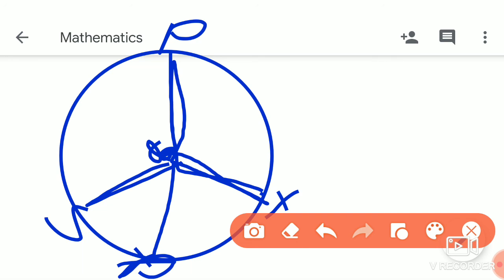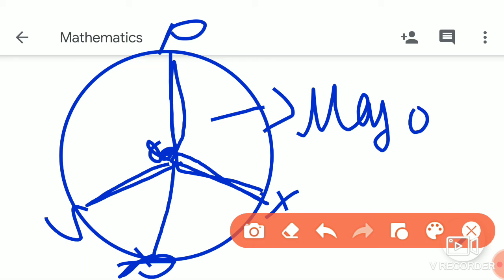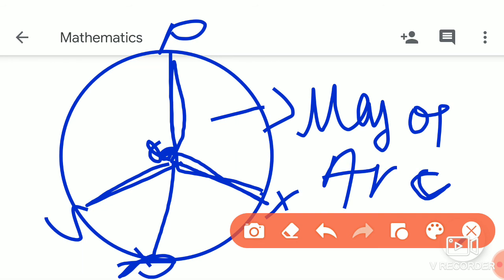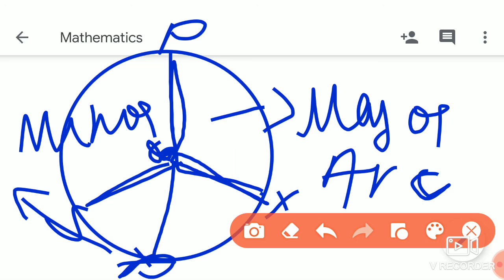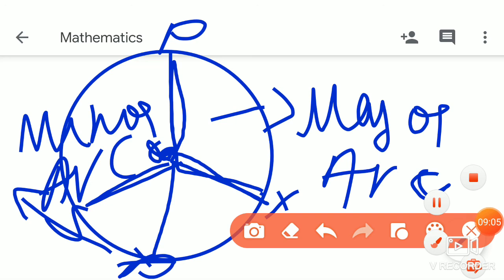Okay. Now, PXQ is the major arc, the longer one, the bigger one, while QSP is the minor arc. So the arc which is greater in size is the major arc, and the arc which is smaller in size is the minor arc.